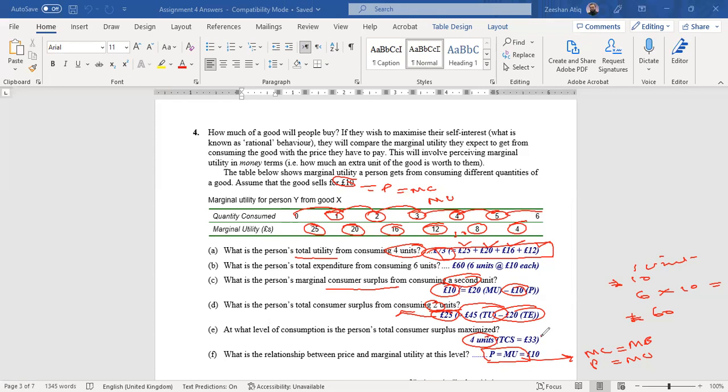And this total consumer surplus can be found by adding up all the utilities and subtracting the 4 units' cost, multiplying by 10. For example, if you add up all the 4 units' value, here the 73, and you subtract the 40, you will get 33 pounds.